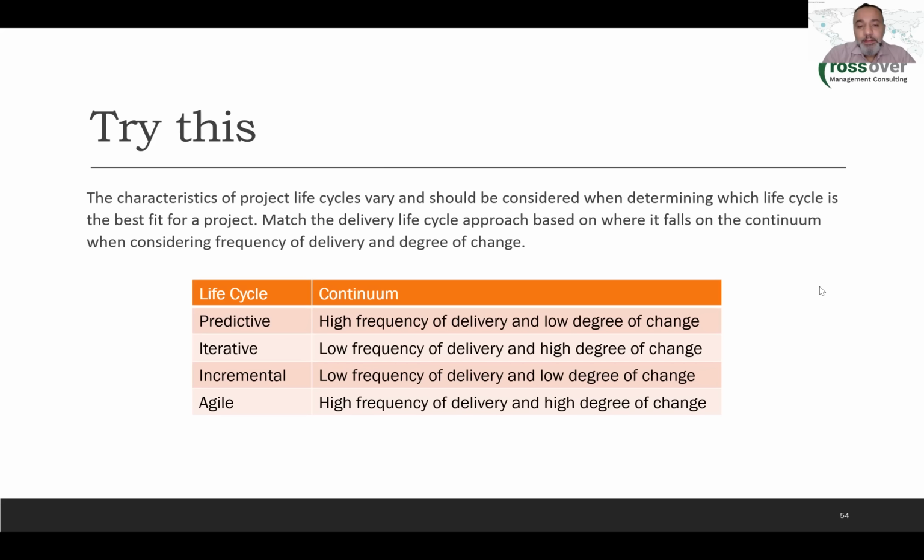What fits the predictive? Yes, when we say predictive, traditional waterfall, so low frequency of delivery because the customer will get their product only at the end of the project, and low degree of change because the scope is clear, right? Excellent. Now, this is one end, which is the predictive. Now, the other extreme end will be what? For instance, the completely opposite of predictive is what? The completely opposite of predictive is agile, right? It's agile. So you will expect the agile to be which option?